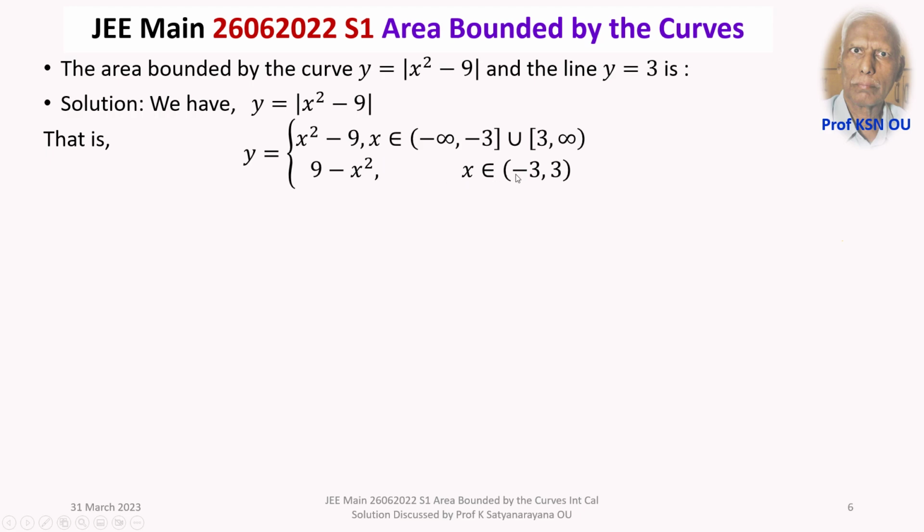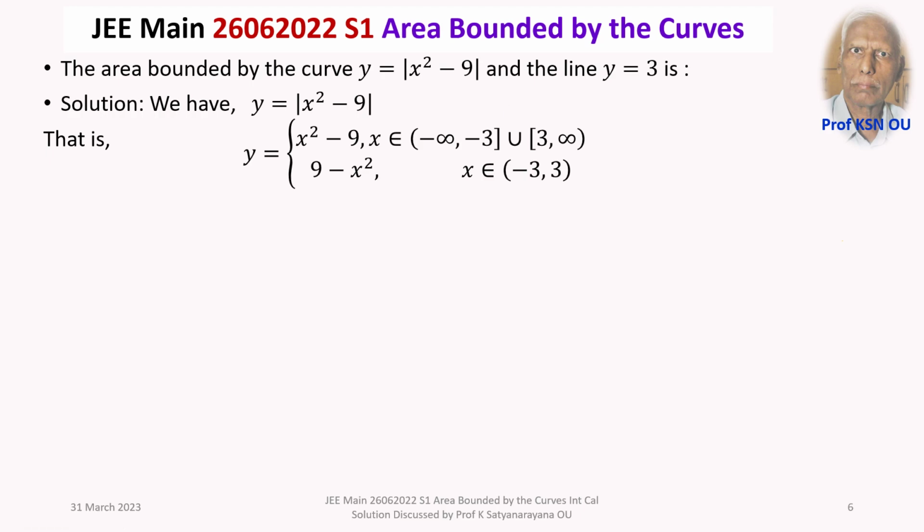When x belongs to the open interval minus 3 to 3, x square minus 9 is negative. The mod of x square minus 9 is minus of x square minus 9, that is 9 minus x square. So that is the given function.